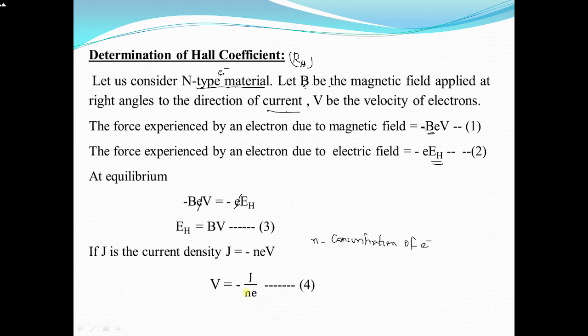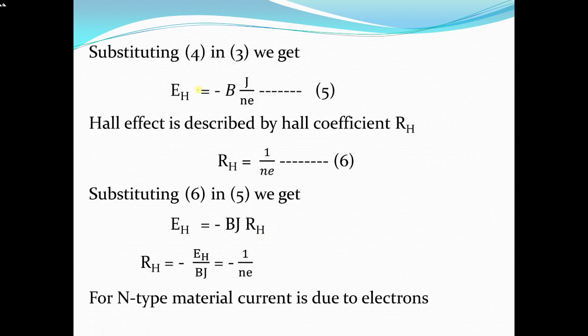So I got velocity v is equal to minus J by ne. I'll substitute the fourth equation in the third equation. We'll get E_H is equal to minus BJ by ne. Here Hall effect is described by Hall coefficient. Here 1 by ne represents Hall coefficient. So R_H is equal to 1 by ne. This is equation number 6.